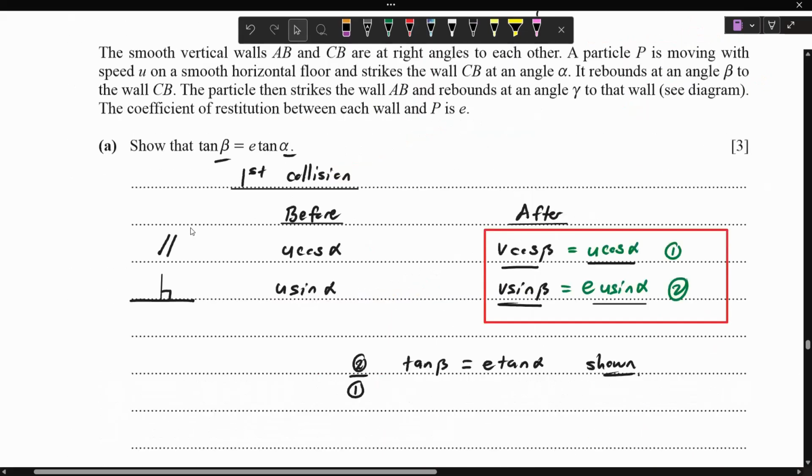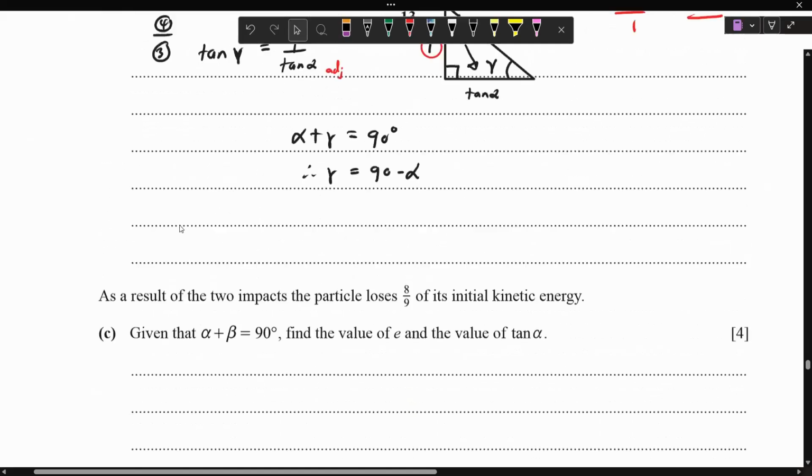So the question is asking, okay, where's the question?